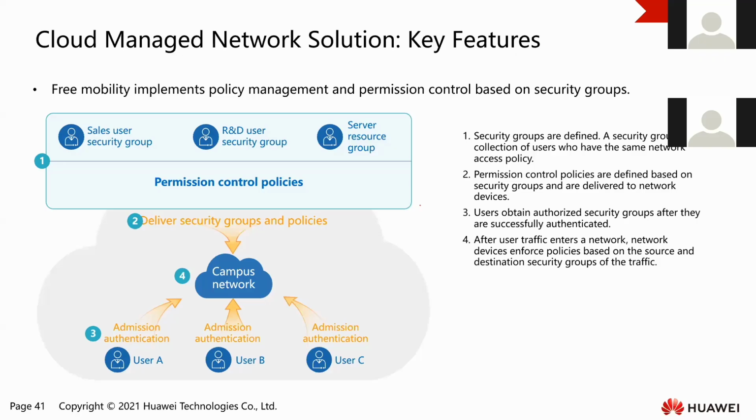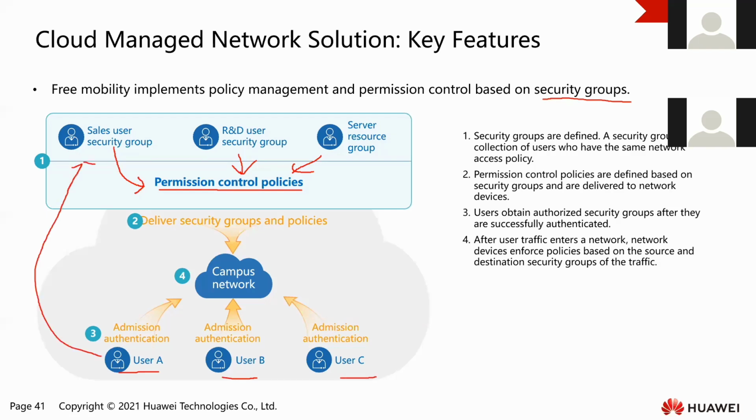Besides this, free mobility allows us to implement something we call security groups. In the security groups, we can bind the same permission control policy to each security group. For example, we have user A, user B, and user C. Maybe we bind user A to the sales security group.